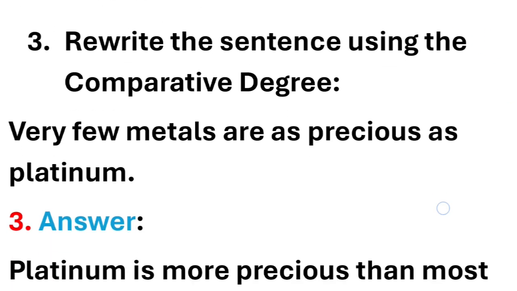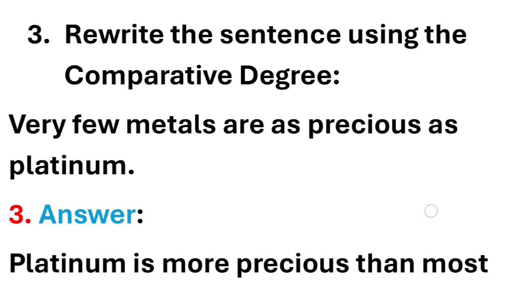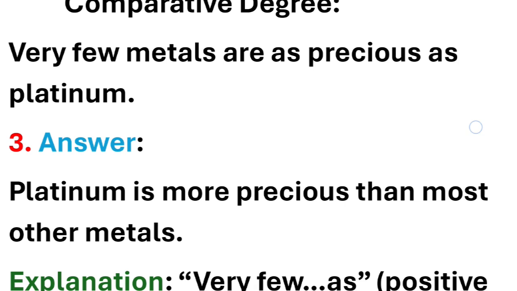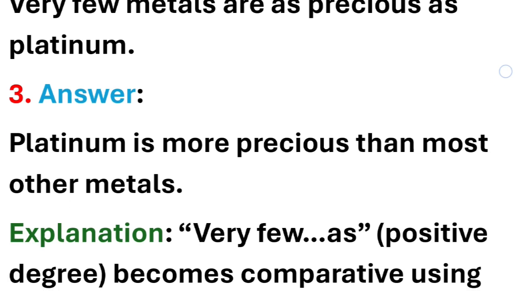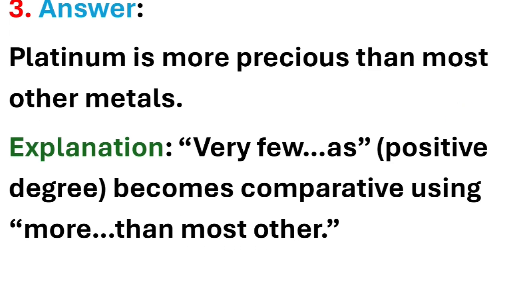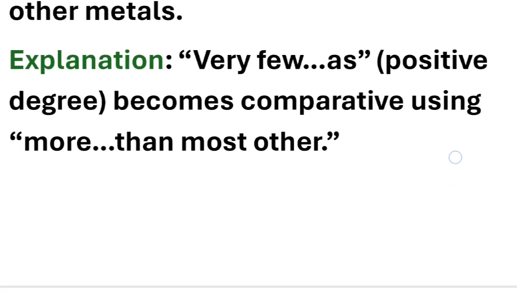Now question 3 we've had is: rewrite the sentence using the comparative degree. Very few metals are as precious as platinum. Answer should be: platinum is more precious than most other metals. And you have to remember that when a sentence starts with "very few," then adjective and "as" in the positive degree, these become comparative using "more" than adjective than "most other" in the end. So this is a structure that we have to follow from positive to comparative degree.